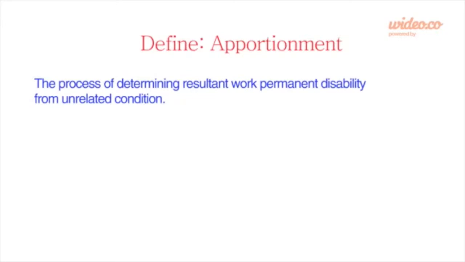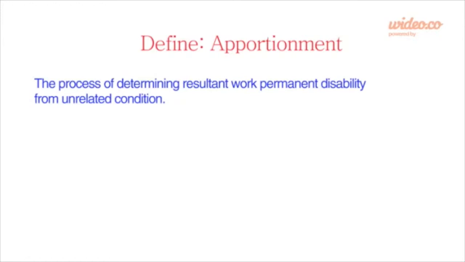Now, apportionment can actually be done using a variety of methods. The most classic is subtraction, meaning that you have a pre-established baseline of a condition, and then a second condition is overlaid on the first. Then you figure out what the final resultant permanent disability is, and you subtract the baseline permanent disability. If it sounds a little confusing, it is.